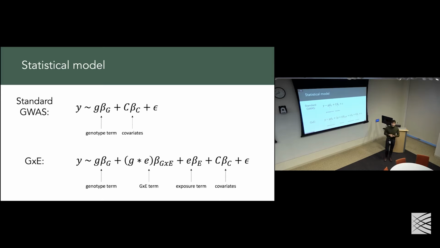So in G by E, we essentially take that same model and add two terms. One is the main effect of an environment, which you could soak up into the covariates. And then the most important one is this product term, where we have a product between the same genetic variant and the exposure. Ultimately, we're typically going to be looking for the beta G by E in terms of estimating and testing for these models.